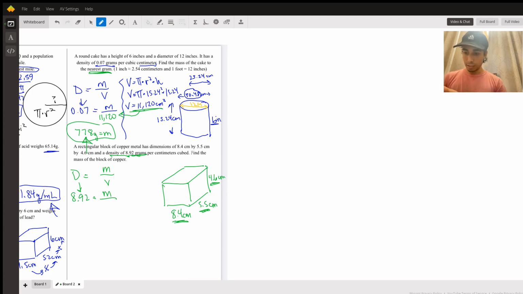So let's do that on the calculator. 8.4 times 5.5 times 4.6. And that's going to give you a volume of 212.52 centimeters cubed. All right, and again, same last step, multiply that volume to the other side. So we've got 8.92 times 212.52, and that is going to give you a mass of 1895.68. What units are we in? That's going to be in grams.